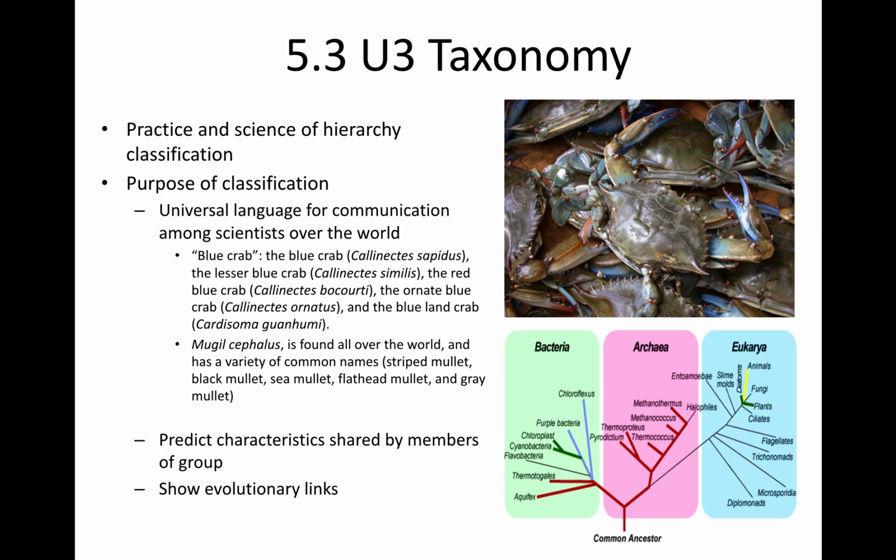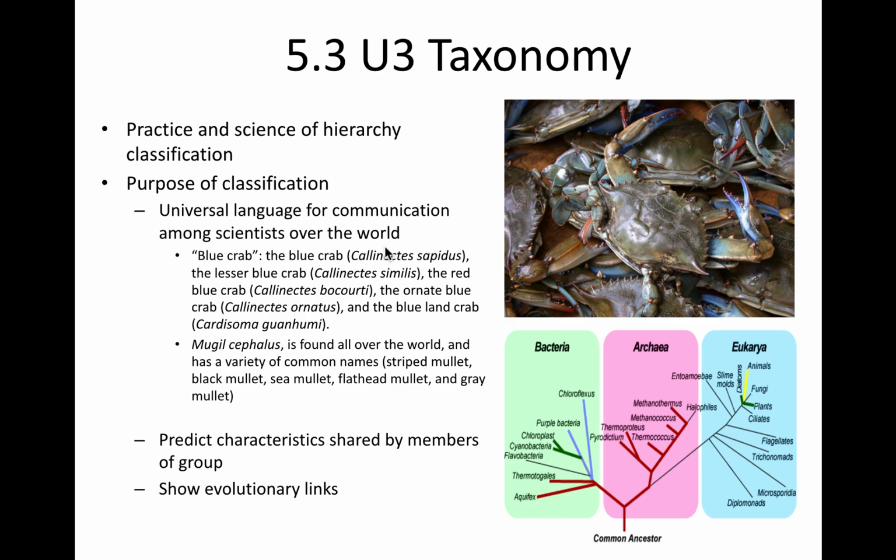For example, the blue crab, which is over here. You'll notice the genus, this name in the front, Callinectes, is the same for all of these species of crabs. We have the blue crab, which is the common name, but here is its scientific name: the genus Callinectes, species sapidus. The lesser blue crab is also the same genus, because it's a crab, Callinectes, but its species name is similis. The red blue crab, Callinectes bocourti, the ornate blue crab, Callinectes ornatus, and the blue land crab. Notice the genus is now different: Cardisoma guanhumi. This one is going to be less related to all of these other four.